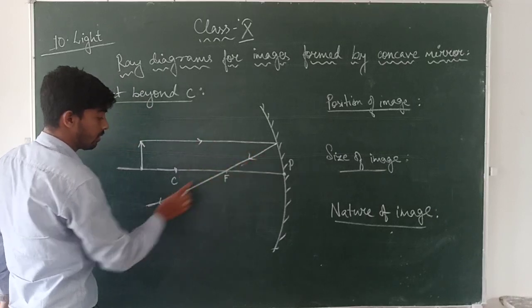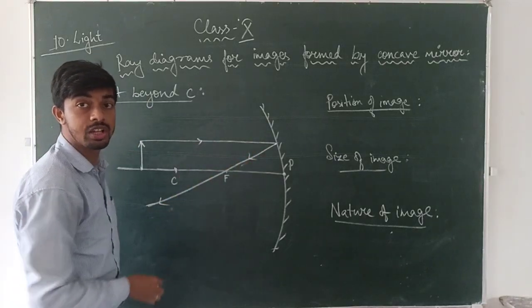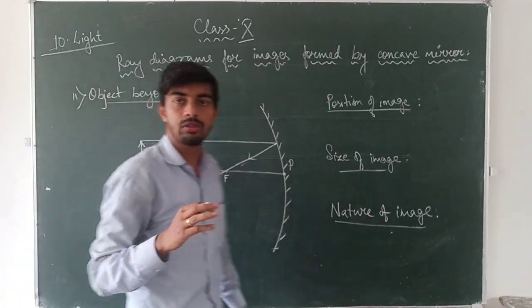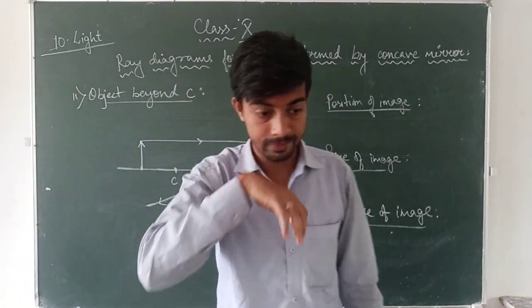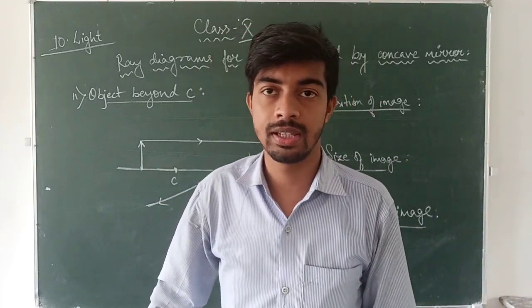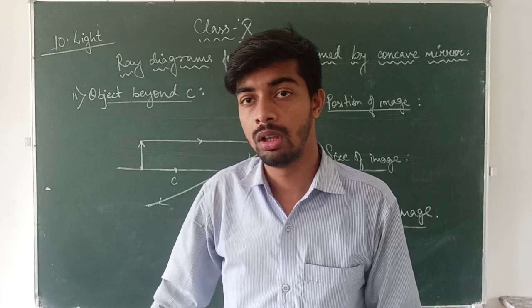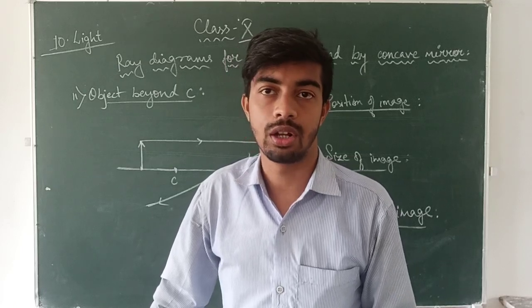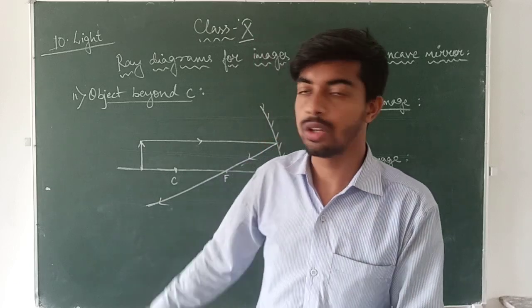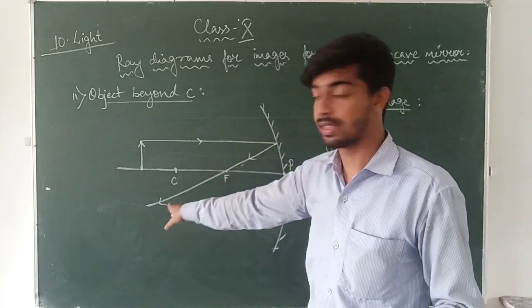These arrows are very important because they show the direction of the light ray. The second rule: the ray going through focus goes parallel to the principal axis, and there was a third rule: the ray going through the center of curvature goes back in the same path. So the first ray we take parallel to the principal axis.